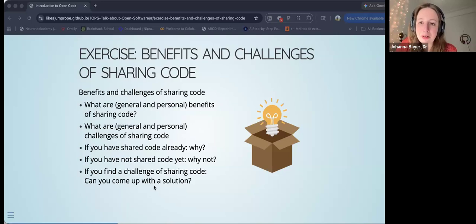Exactly. Anyone who has not shared code, can you give a reason why? It could be that you've never written code. That's a very valid reason. But if there's any other reason, or maybe are you at least considering it? Is there anyone who wants to share anything?